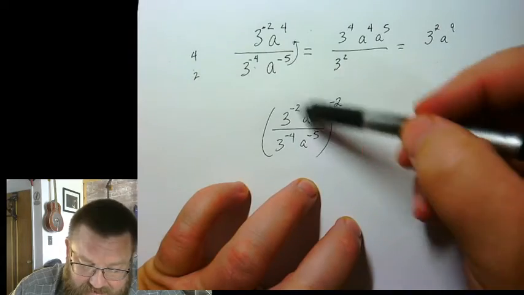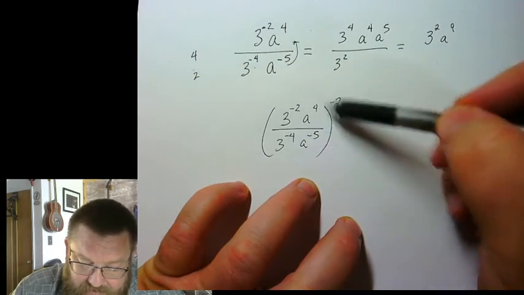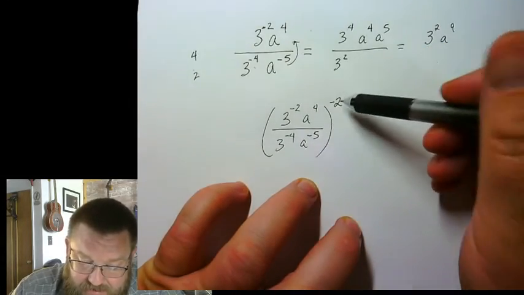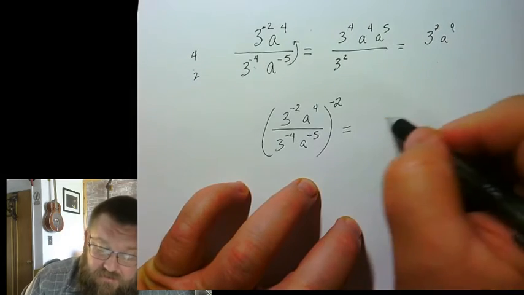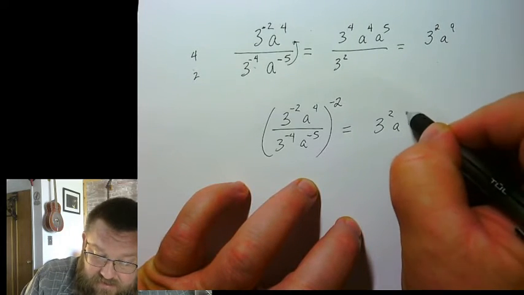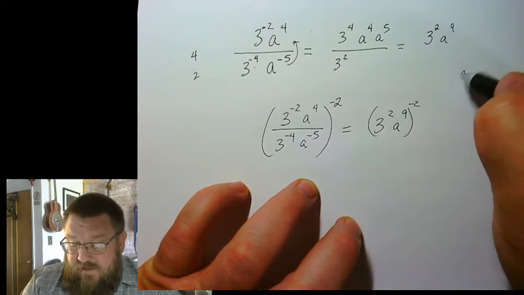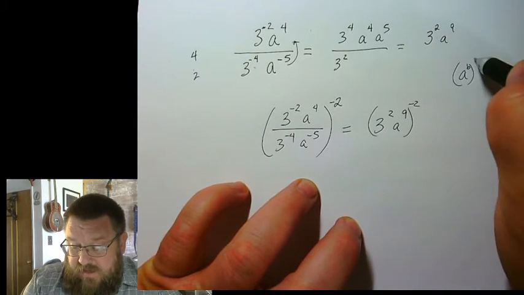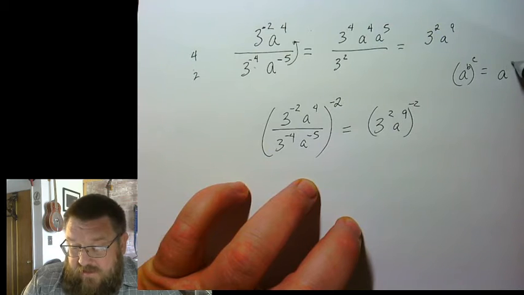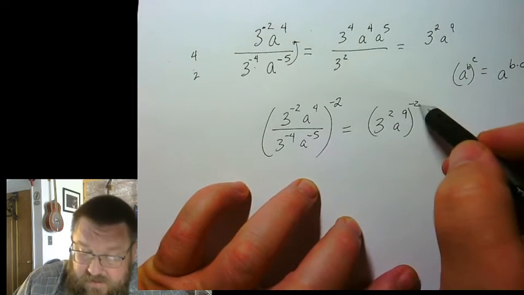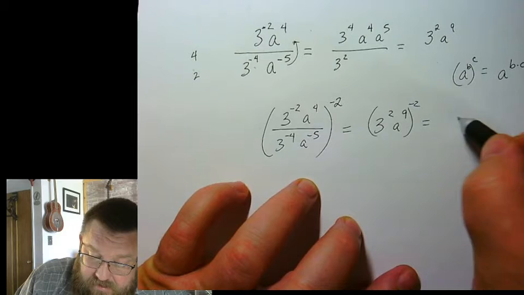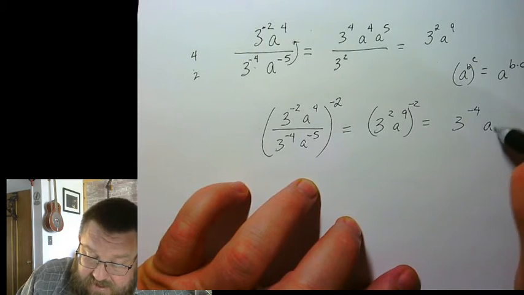You see how those two are the same? The thing inside here, this base, is now the same as what we just did, and it's to the power of negative 2. So that would be 3 squared, a to the ninth, to the negative 2. Now here's the deal. We know that if you have a power raised to a power, you multiply those, right? So this would be 3 to the negative 4, a to the negative 18.